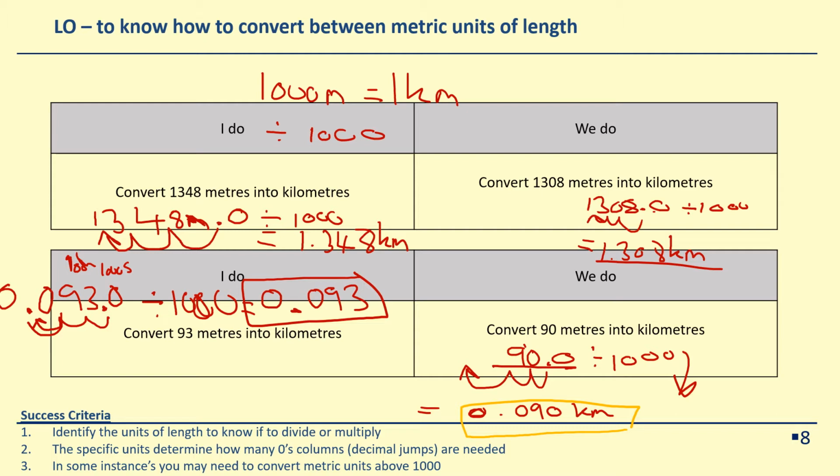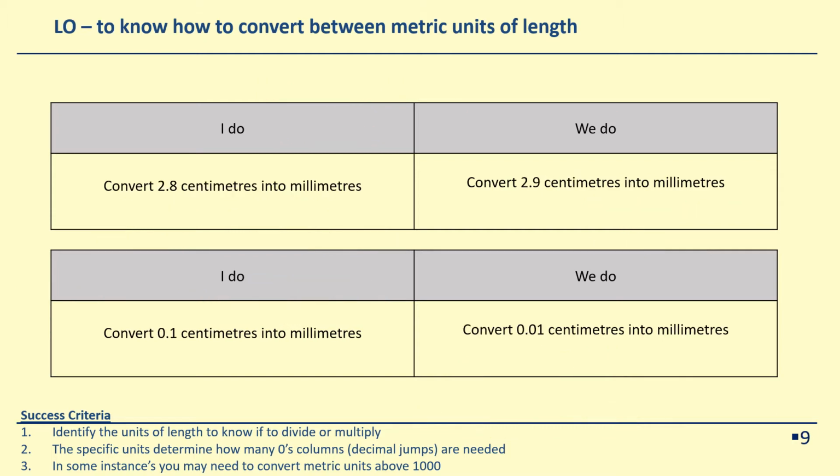Green pen if needed, please. Green pen for a big tick if you got it right. Okay, now what have we got here? Let's have a look. So we've got 2.8 centimeters into millimeters. So now we're going from a larger length unit to a smaller length unit. So we're going to be multiplying because there's going to be more millimeters to represent those centimeters when you convert it. So now we're going to be moving the decimal point the other way.